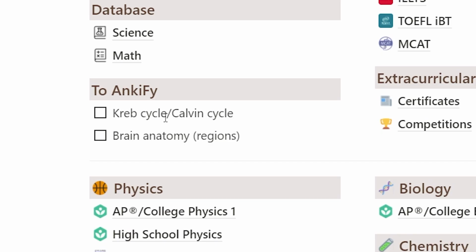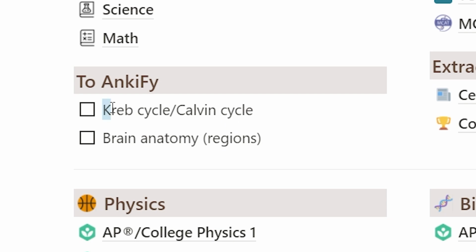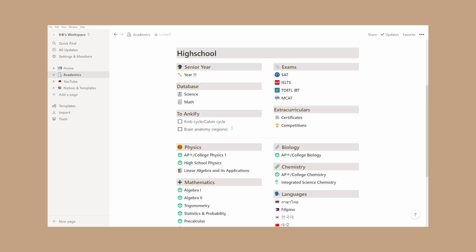Next up we have my Anki section. This is basically a checklist of stuff that I need to convert into flashcards. So for example, right here, I put Krebs cycle and Calvin cycle as well as brain anatomy. So later today, I need to transform these topics into flashcards.